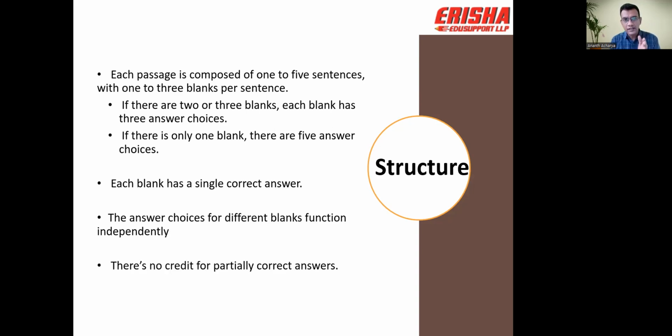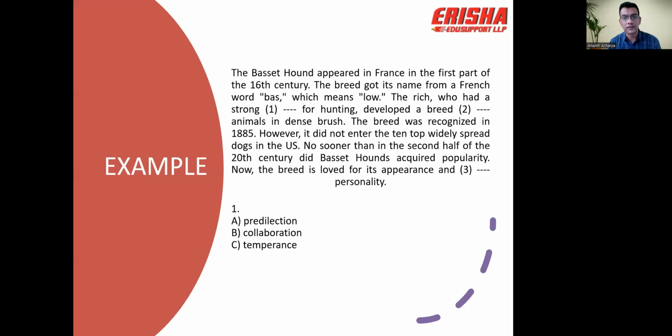The answers for all the blanks are independent in nature. So you do not have to look at which blank is dependent on the other one, right? You can answer independently, but whatever you answer has to make complete sense when you place it within the passage. Remember, there is no credit for partially correct answers. The answer choices are different for different blanks, depending on the entire passage.